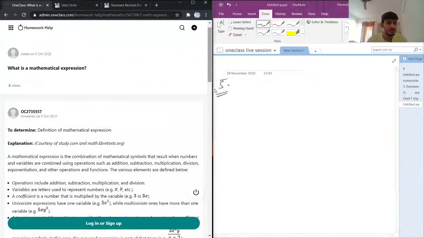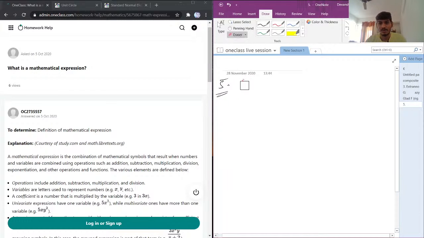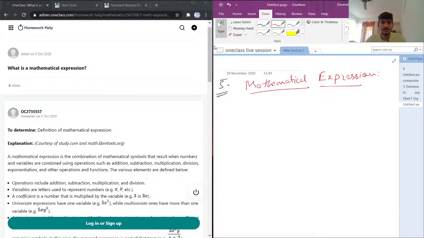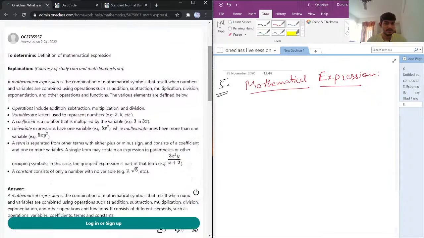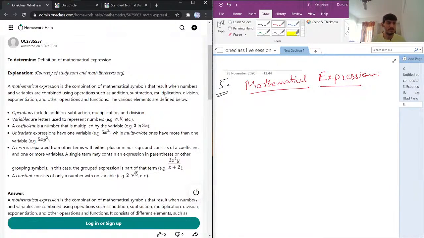Yeah, so the question is mathematical expression. My M is not looking good, I'll just rewrite it. Mathematical expression. Yeah, so let us see what the solution given is. So definition of mathematical expression.